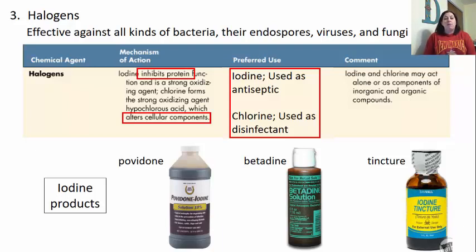There are two main forms here. The iodine is going to be used as an antiseptic, and the chlorine is going to be used as a disinfectant. So recall earlier in this lecture, an antiseptic means it's going to be used on living tissue, and a disinfectant is going to be used on inanimate objects. All right, so this is what we're looking at. Now, this first particular slide is showing you the iodine products.